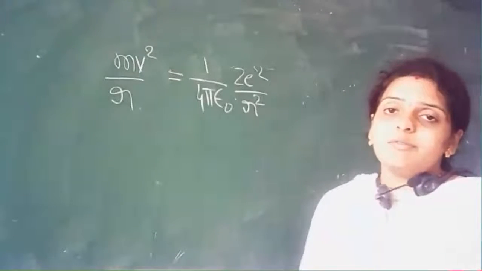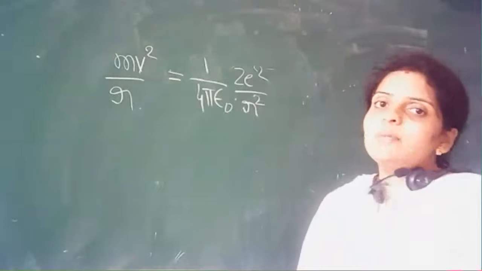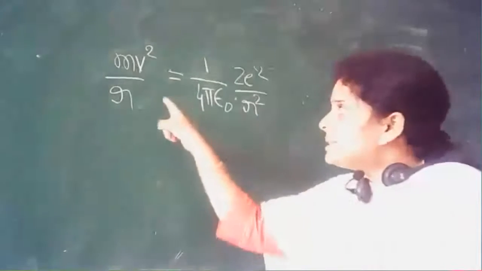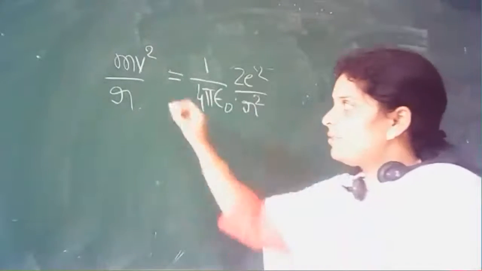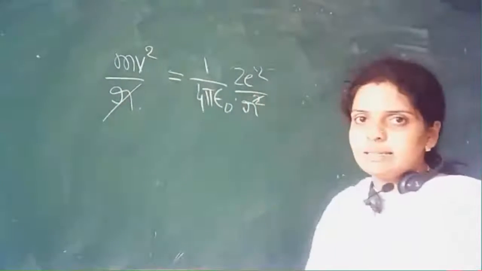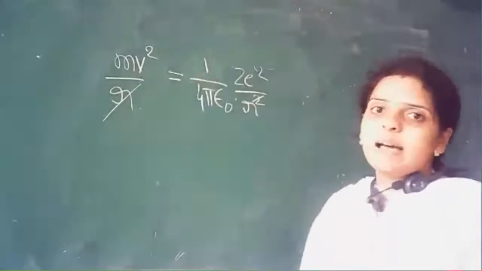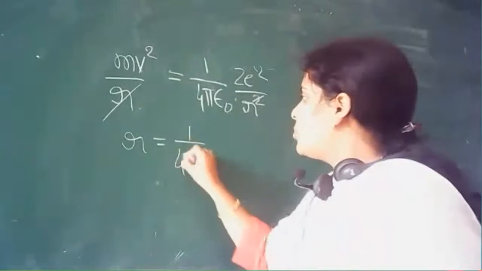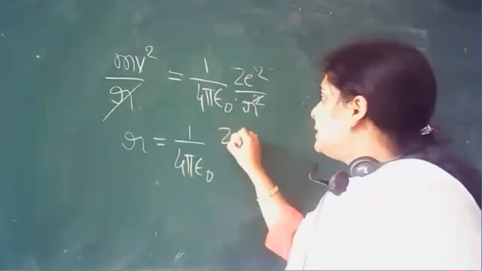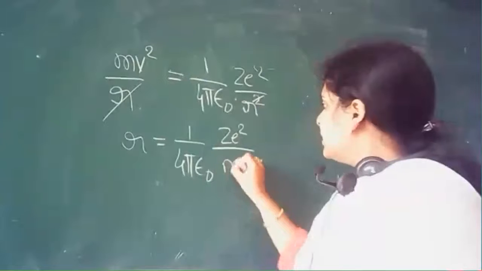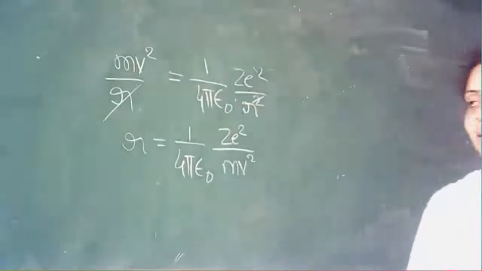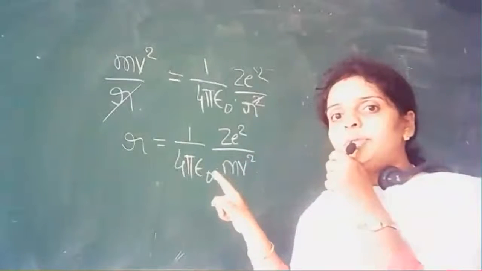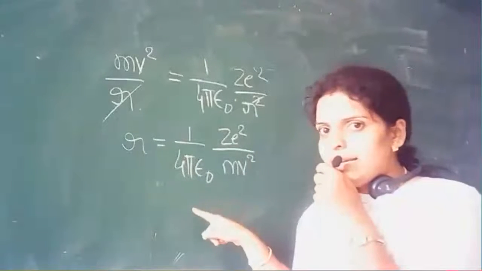Simplify this equation for the radius of the circular orbit you are considering. How will you solve it? I'll simplify it for r. One r will get cancelled, so I can take this r to the other side. Therefore r is equal to 1 divided by 4 pi epsilon naught, z e square divided by m v square. This is the expression for the radius of the atom.